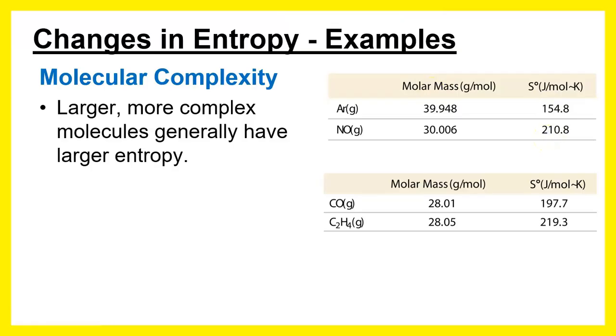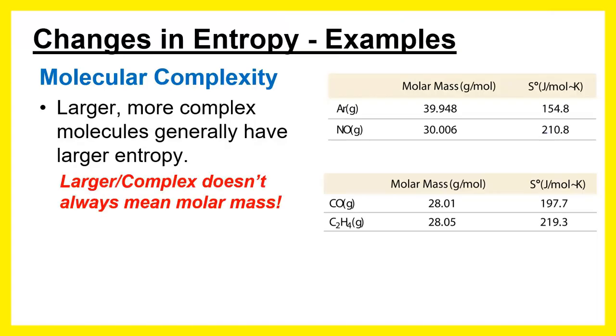One of the things that we have to be careful of is not mixing and matching the concept of larger, more complex with assuming we mean molar mass. Molar mass might be one component of it, but it doesn't always mean the heavier thing. So look at our argon and nitrogen monoxide example. Argon is heavier, but nitrogen monoxide's complexity outweighs that. No pun intended there, okay? But that's going to result in more entropy. The complexity is huge here compared to a single argon.